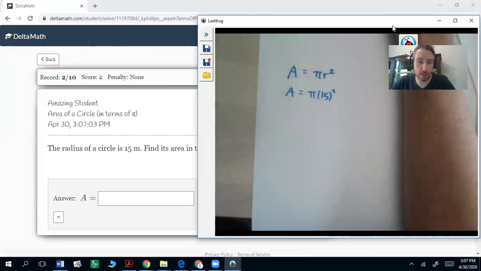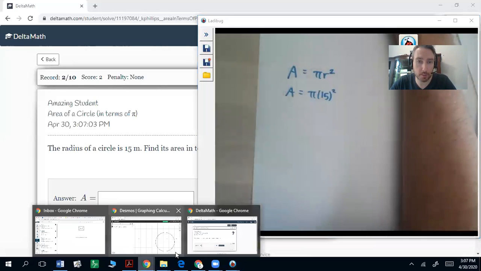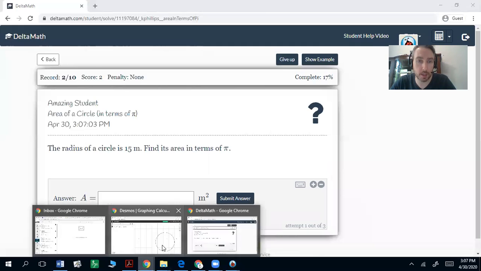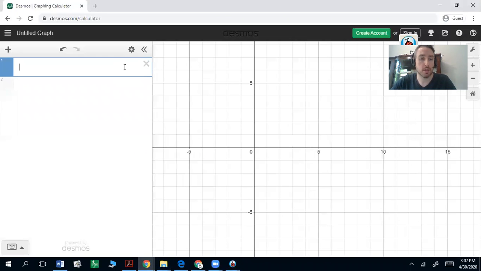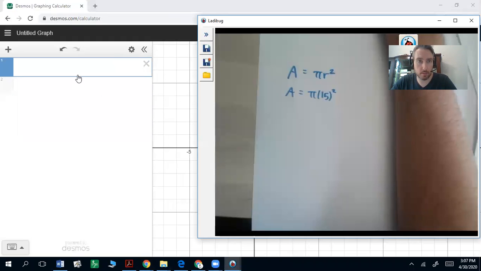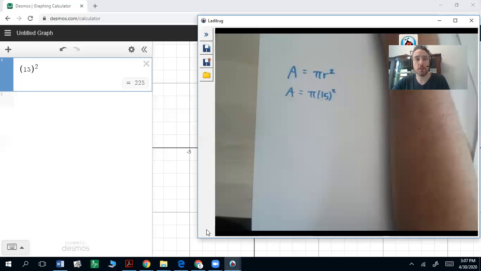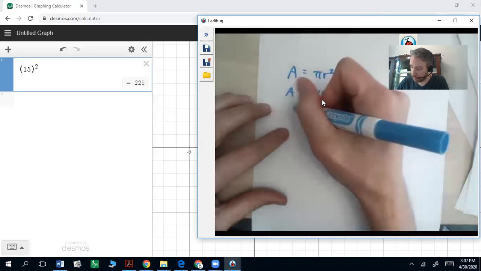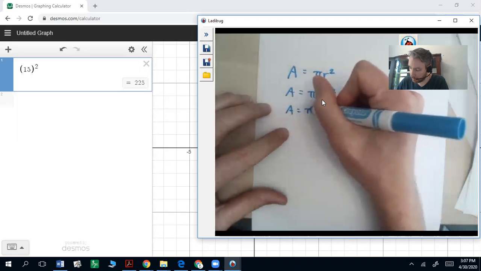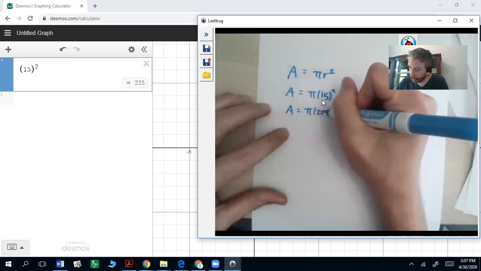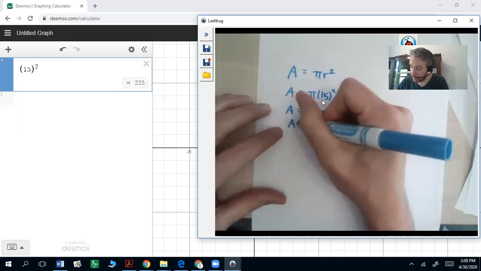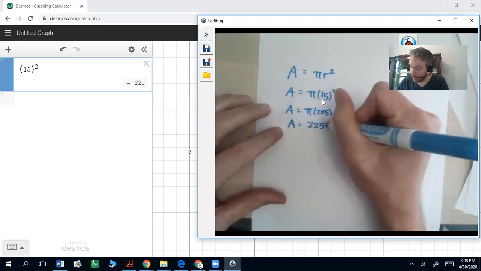In terms of pi, you cannot type pi in the calculator if you want to put the answer in terms of pi. So what you'll do on Desmos is you just do the 15 squared. And that's 225. So you'll write 225 with the pi, and don't write the number after pi. So you're going to type in 225 pi.